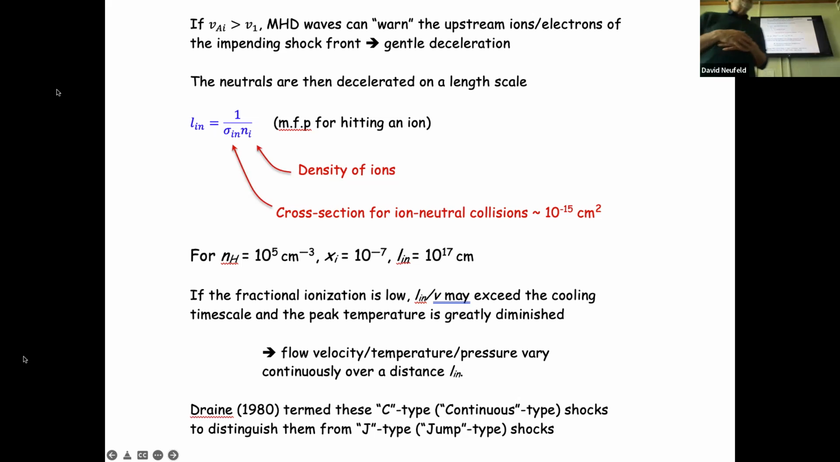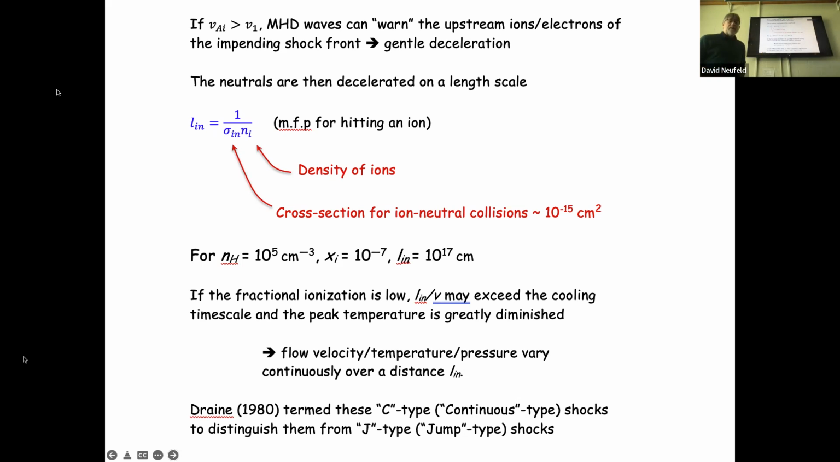And so the effect of this is that instead of having a sharp shock front where the gas is suddenly decelerated and the temperature can get very high, you have a more gradual deceleration of the gas, first the ions, then the neutrals. And the energy is released more gradually so that the gas does not get as hot as it would in this jump type shock. So those are sort of the 2 hallmarks.